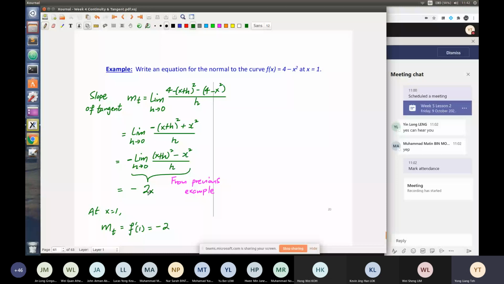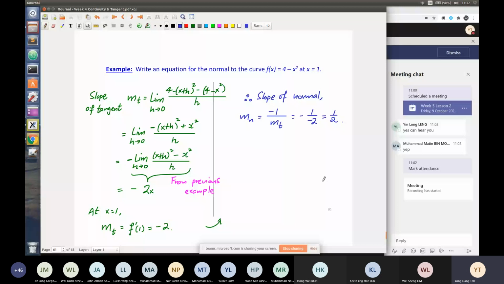So therefore, what is the gradient of the normal? We can write, gradient or slope of normal. So mn is equal to minus 1 over mt. So this is minus 1 over minus 2. So this is a positive half. Is that right? Okay, positive half.